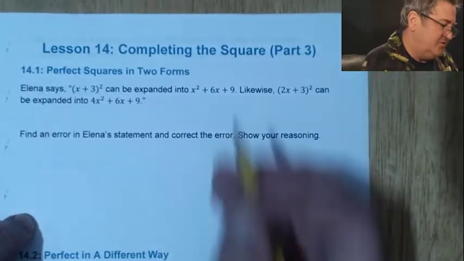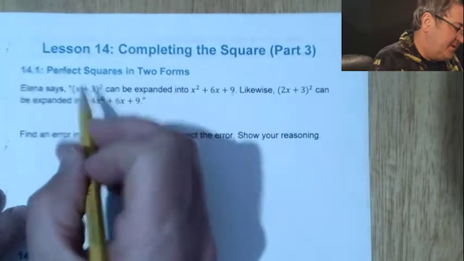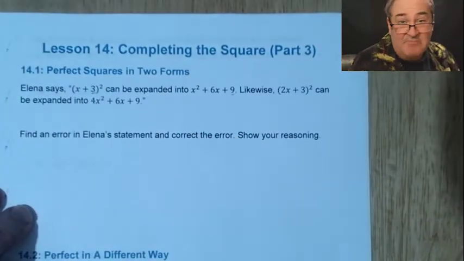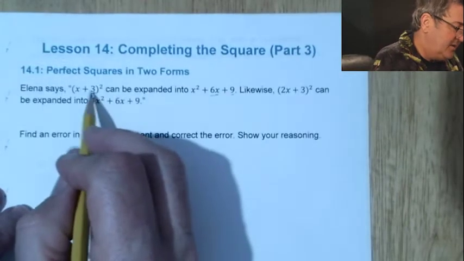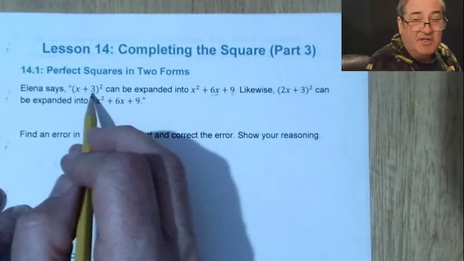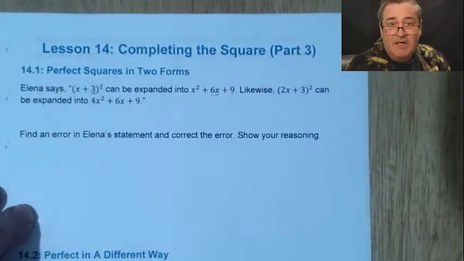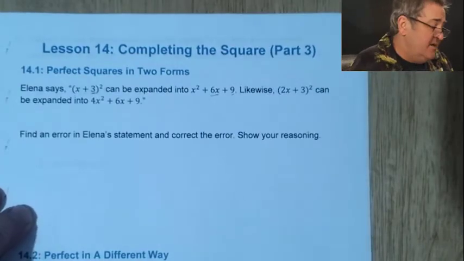We know that's true because we get this last number by taking that 3 and multiplying it by itself, remember? And the 6x, we would get the 3 times the x, and we would double it. We would have 2 3's, and it would be a 6x. So that's how we got that.